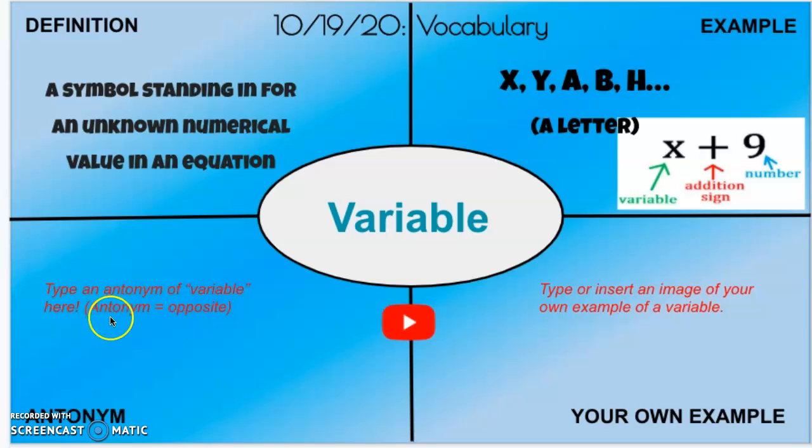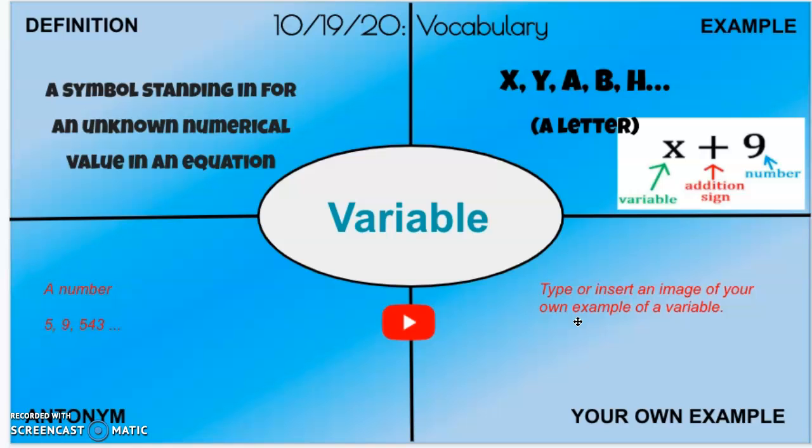An antonym, or the opposite, of a variable would be, instead of a letter, a number. For example, 5, 9, 543. Any number like that is not a variable, because a variable is a letter that represents a number we don't know yet. So a number is the opposite of a variable.